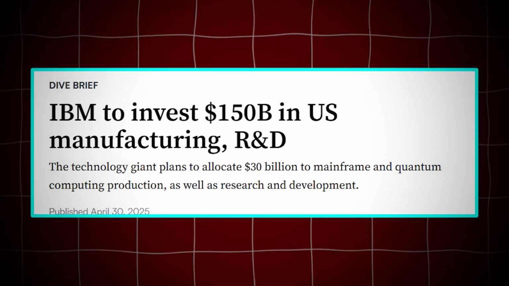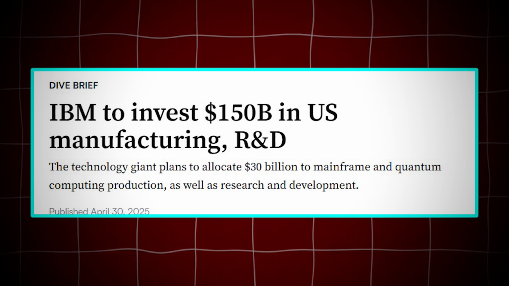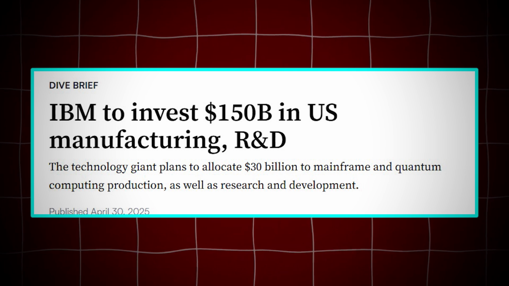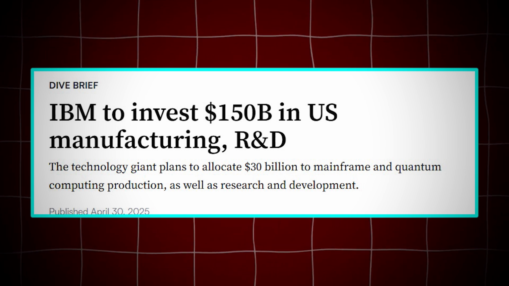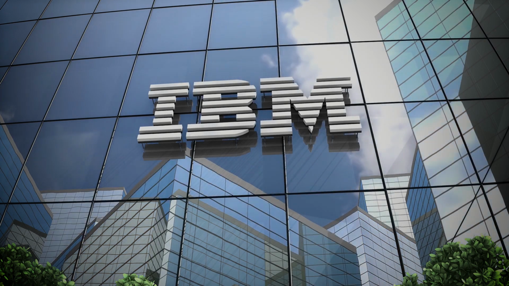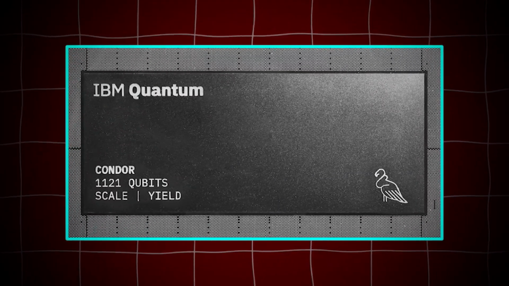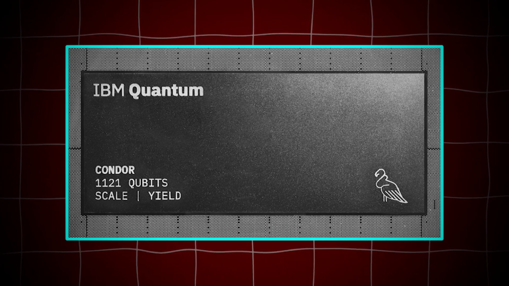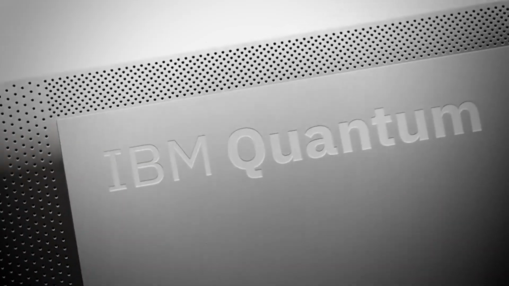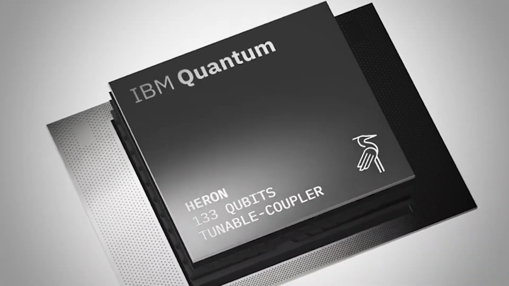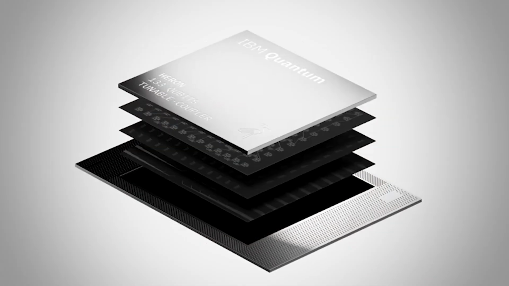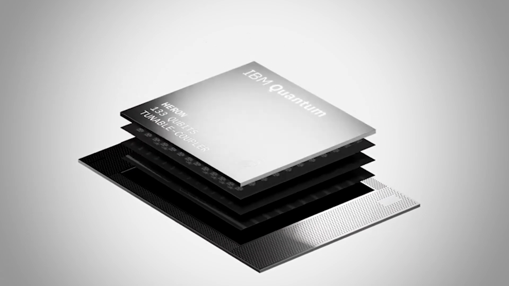In April 2025, IBM announced a massive $150 billion investment into U.S.-based innovation, with $30 billion allocated directly to research and development, much of it fueling IBM's quantum ambitions. At the core of IBM's quantum efforts are two standout processors. Condor, a quantum processor boasting 1,121 qubits, marking a significant leap in scalability. Heron, although featuring fewer qubits at 133, delivers 5 times the performance of previous generations and can execute 5.2 million quantum gate operations, a key indicator of real-world computational power.